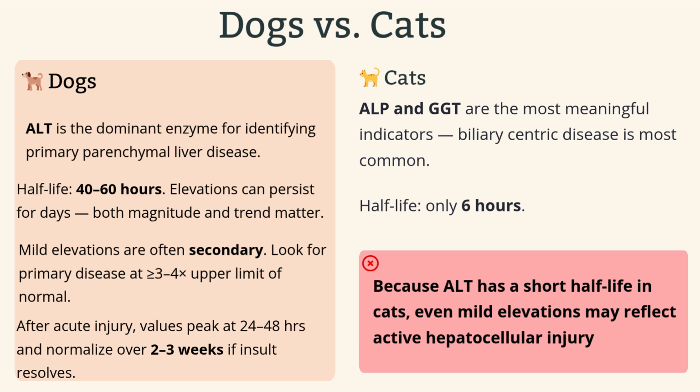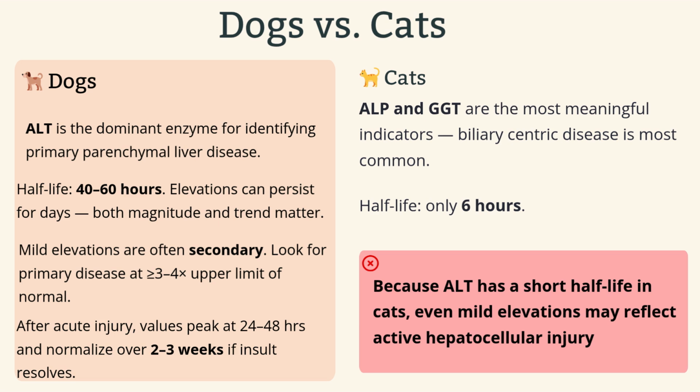And that means that if you have an ALT elevated at all in a cat, even mildly, that means injury is happening right now. And so it gives you more pressure to investigate an ALT elevation if you're looking at a cat versus in a dog.